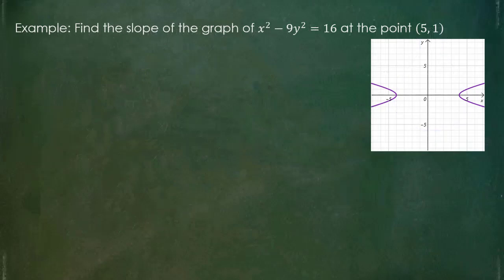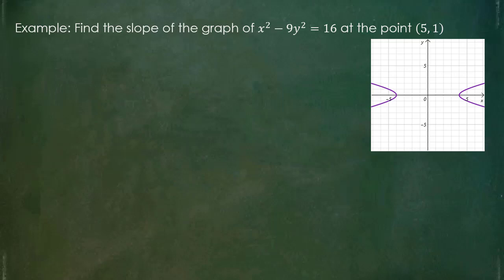I'll do one more example here. This one's going to be a little bit more of the application side, so I'm actually finding a specific slope as opposed to just coming up with a slope equation. Notice this one, you might recognize the formatting from pre-calculus. This is what we would call a hyperbola, if you remember the shapes of those graphs as well. So this is just wanting us to find the slope specifically at this point, 5, 1.